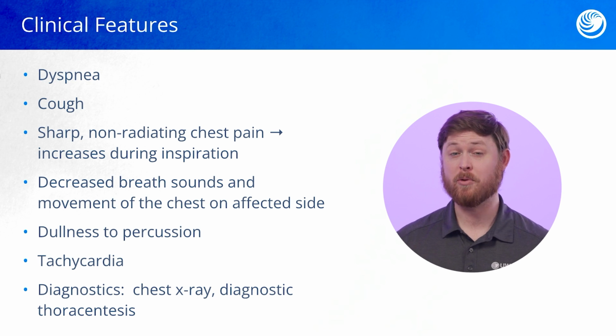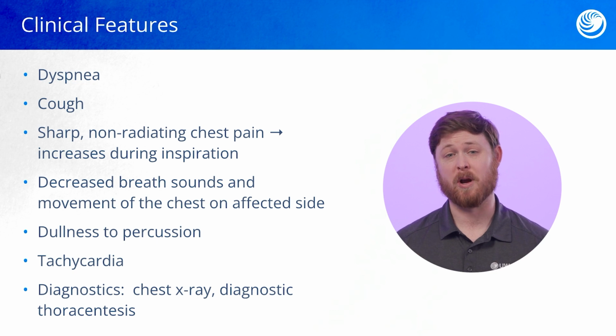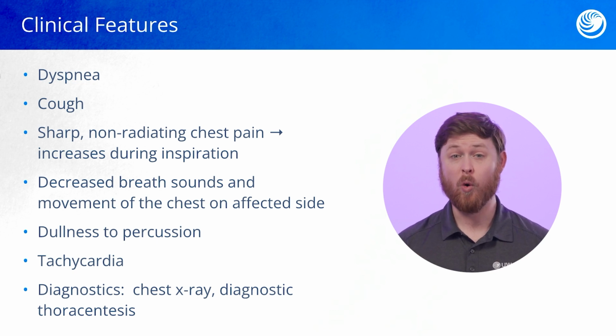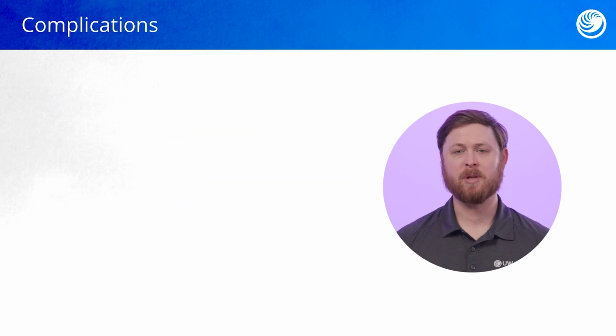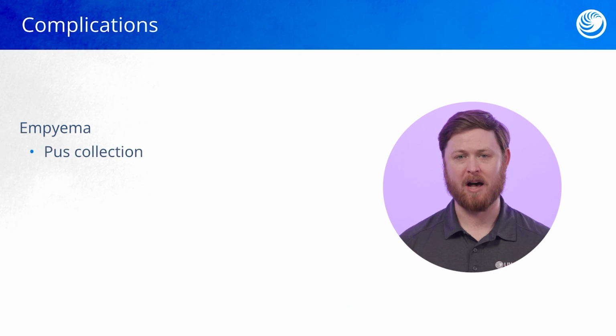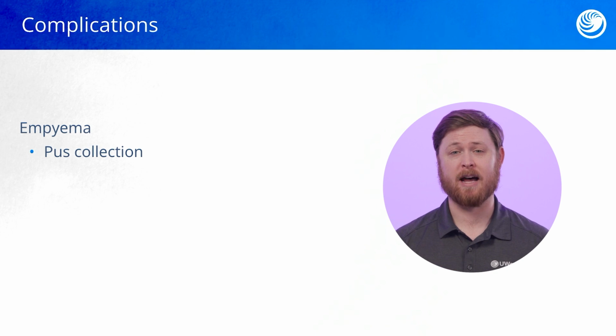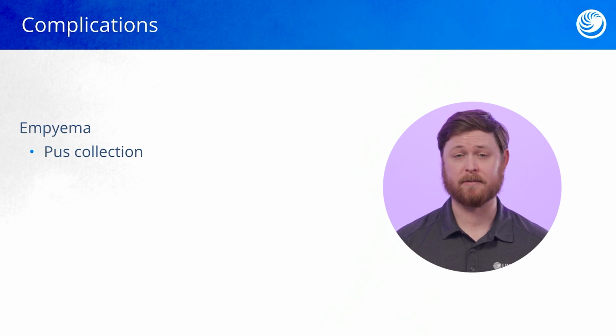And if we don't know the cause of the pleural effusion, a diagnostic thoracentesis may be necessary to test the fluid for the presence of malignant cells or infectious microorganisms. A complication of pleural effusion is empyema. Empyema refers to a collection of pus. This can occur from a complicated case of pneumonia or can occur at a later point in time once a pleural effusion has been present.